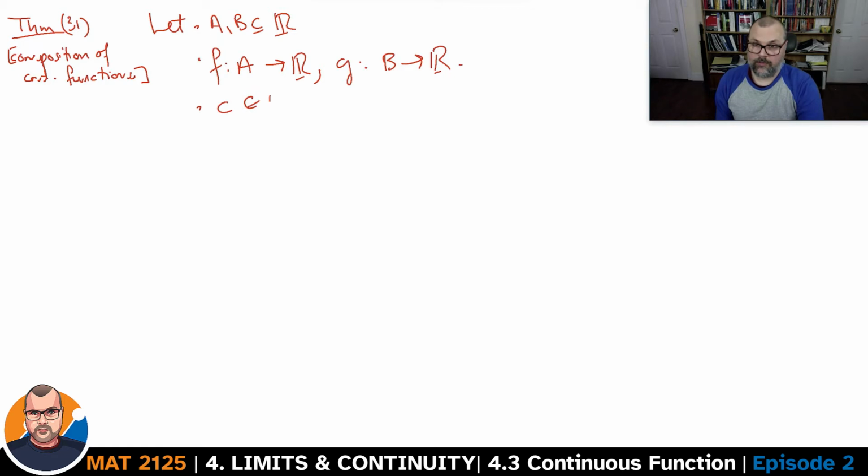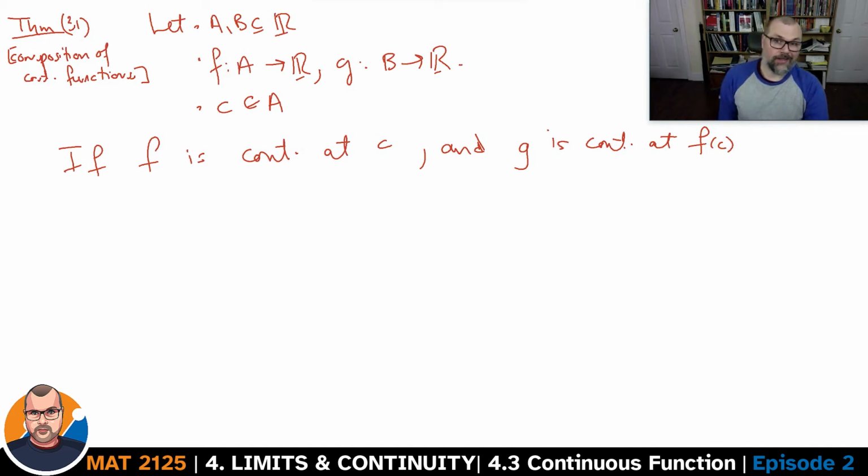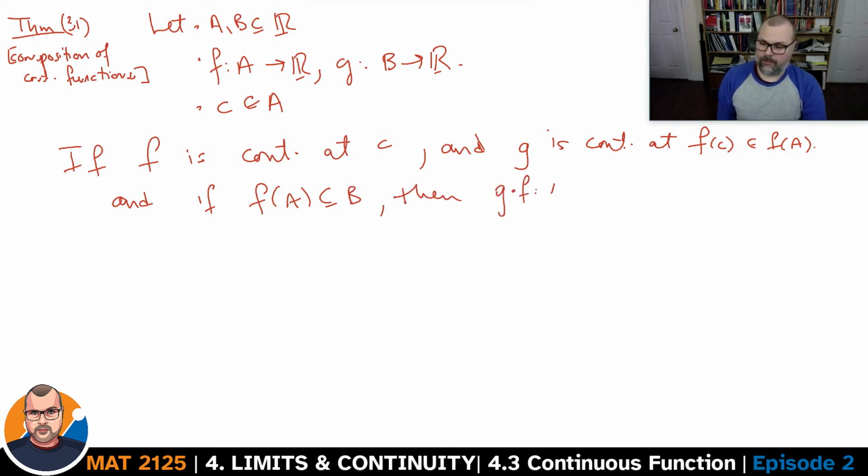c is some point in the set A. Well, if f is continuous at c, I'll remind you, c is in A, and g is continuous at f at c, f at c is in the image of A by f, so f at A, and if furthermore this image f at A is contained in B, then the composition g composed with f from A to R is continuous at c.